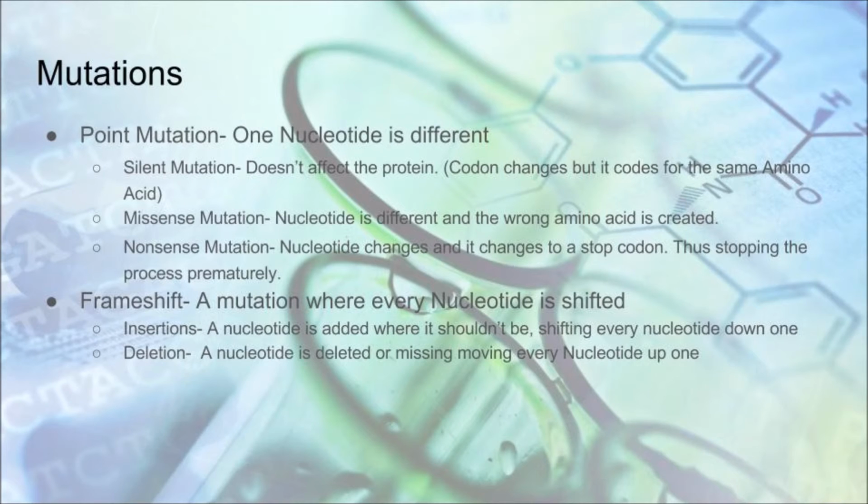Nonsense mutation is where the nucleotide changes and it changes to a stop codon, thus stopping the protein prematurely. The worst kind of mutation is called a frame shift mutation. That's where a nucleotide shifts the whole entire protein. There's either an insertion or a deletion. An insertion is where a nucleotide is inserted somewhere, thus throwing off the whole entire pattern, or deletion is where a nucleotide is taken out for some reason.